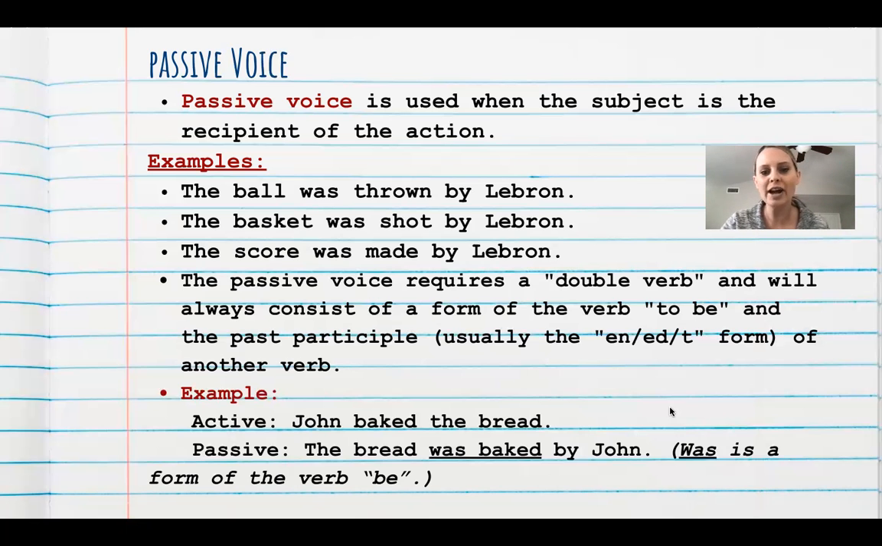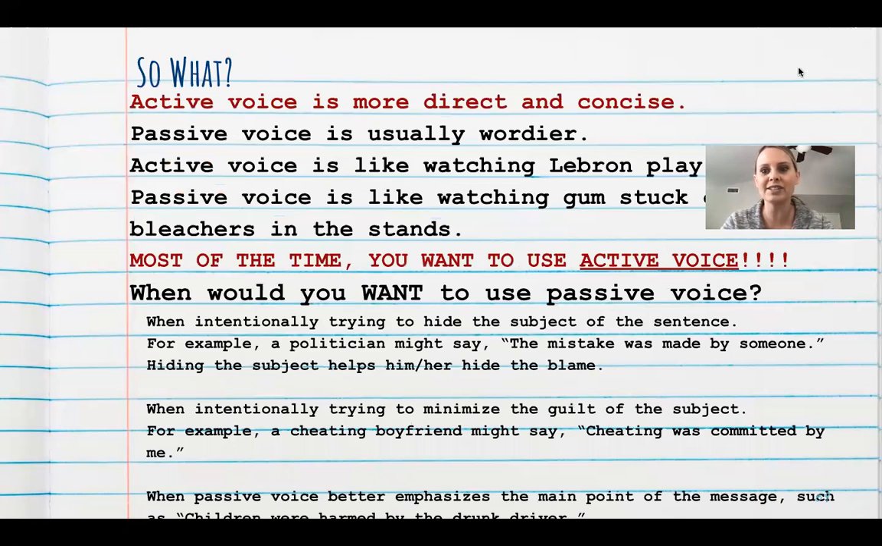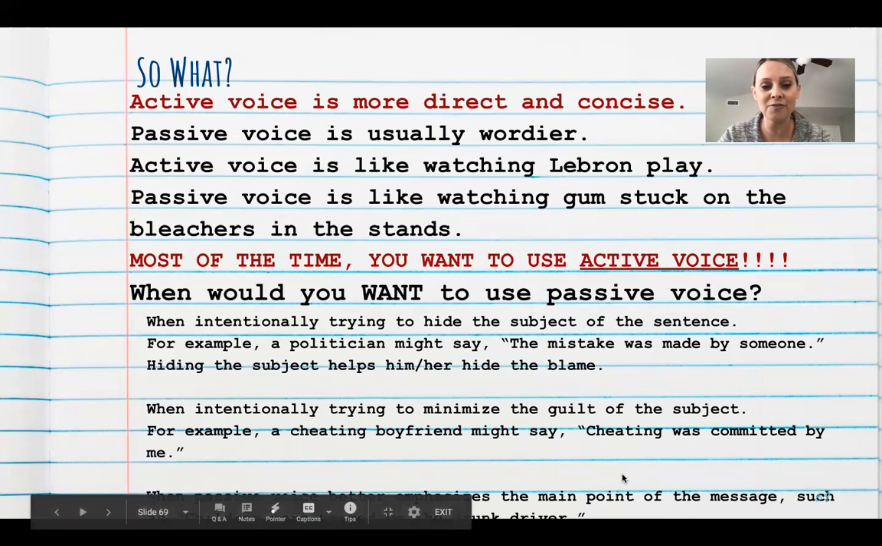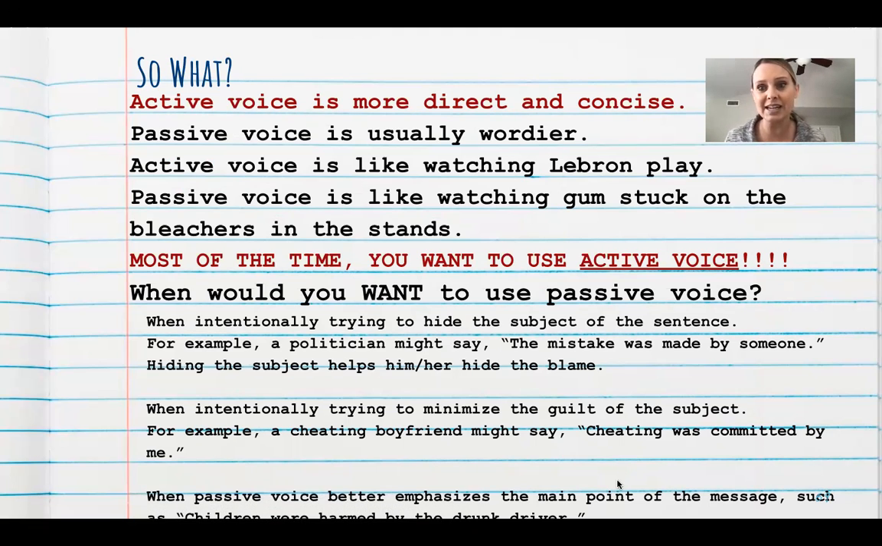What's the point? Why do we need to know this? So what? Why does it matter? So here's the deal at the end of the day, active voice is more direct and more concise. And William Zinsser, a very famous writer that teaches writers how to write, tells us that simplicity in our writing, clear writing should really be our aim. So we want to try to avoid wordy, verbose language whenever possible. And we want to be succinct, clear, direct, and to the point.